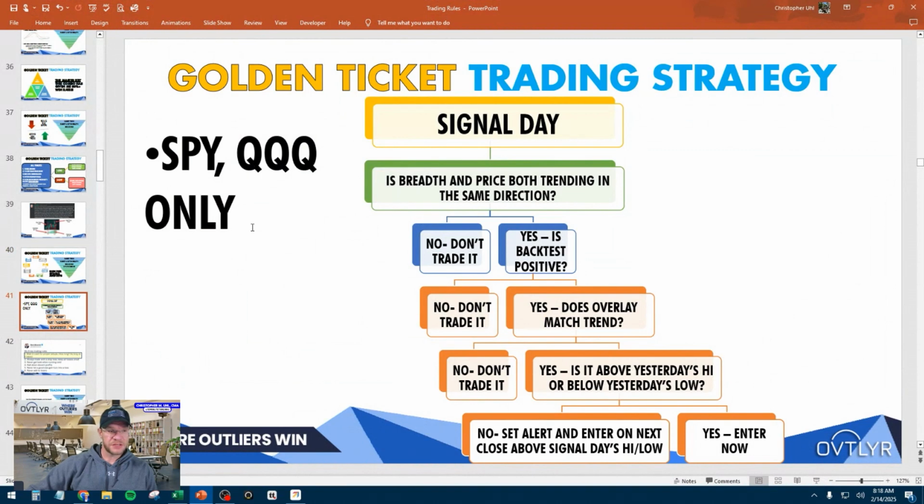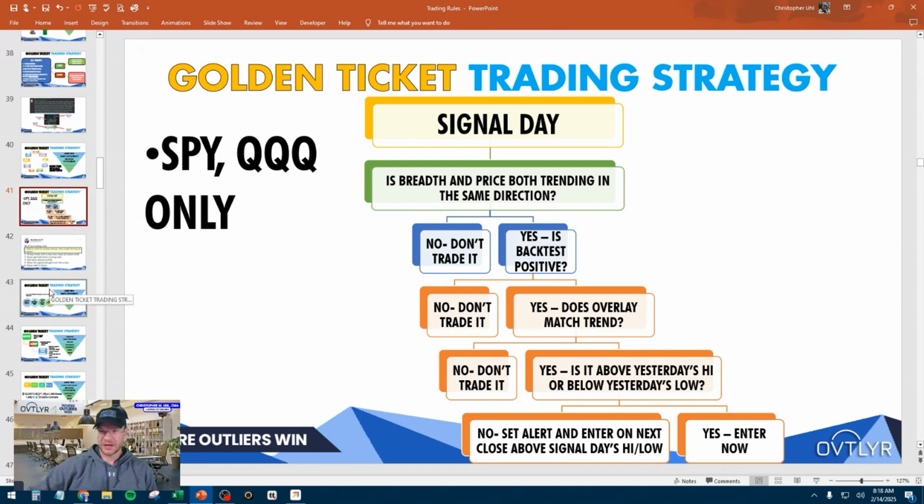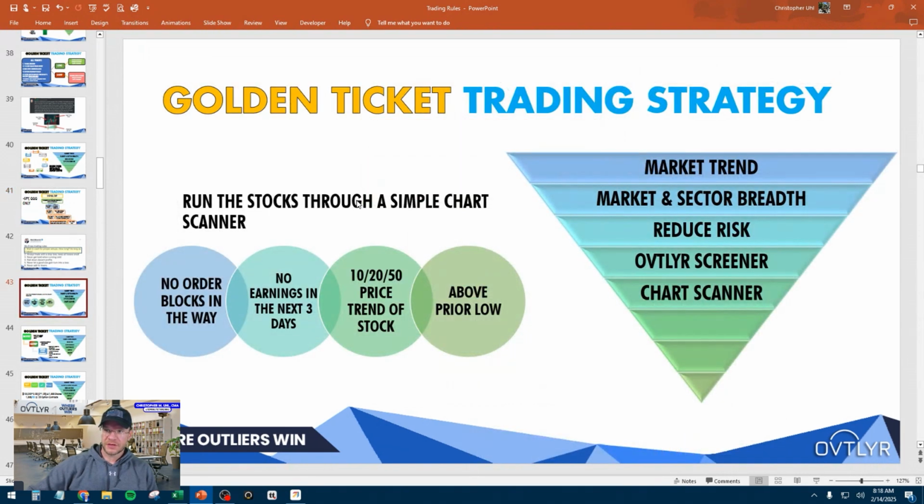Now this is just for the SPY and the Q. I trade it a little bit differently because it's the market index versus individual stocks. So you've got to look at it slightly differently. But we'll skip over that for now. Run it through the simple chart scanner. We're looking for no order blocks in the way, no earnings in the next 3 days. The 10, 20, 50, as you know, Outlier trend templates moving up on the price of the stock. But one thing that's really important to me is above the prior low.